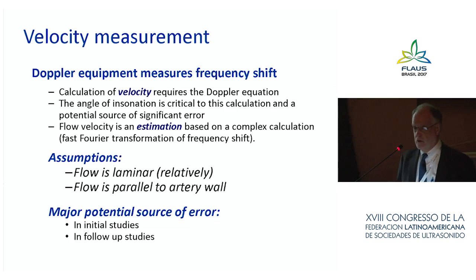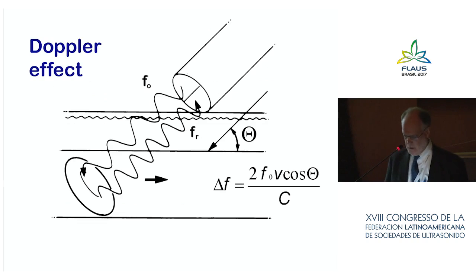When we talk about Doppler, I think it's really important to consider the impact of the frequency shift and the conversion of frequency shift to velocity. And remember that the velocity determination in a duplex scanner is a calculation, a complex calculation that fortunately is done for us by the machine, but it's based on a number of assumptions. It assumes that the flow is laminar, or at least relatively laminar, and that the flow is roughly parallel to the artery wall. And unfortunately, neither one of these assumptions is always present, and we have to always be vigilant to look for deviations from this when we try to interpret Doppler findings.